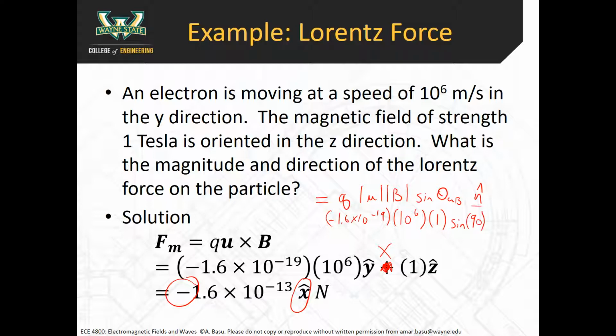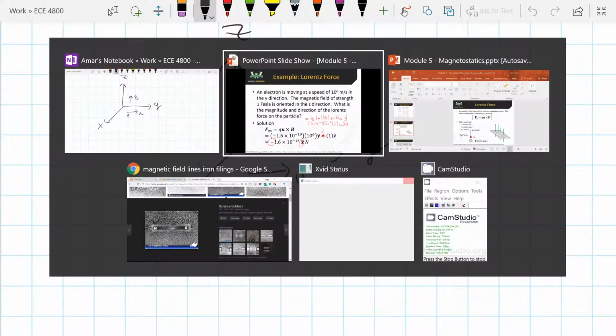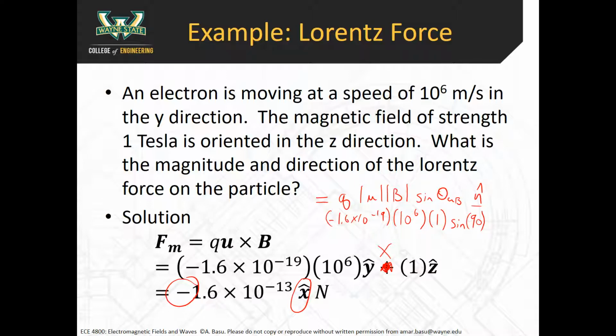And n hat. N hat is the vector that is perpendicular to U and B. Okay, so in this case, if we look at U pointing in this direction, B pointing in this direction, the vector that is perpendicular to both is the x hat vector. And this vector here can be found using the right-hand rule. That's what we just did. Always use the right-hand rule when you're finding this n hat. Notice that the negative sign, the fact that we have an electron, the fact that the Q is negative, comes out here.